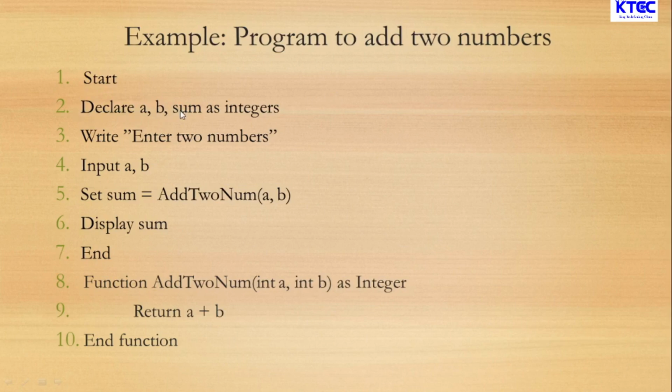Two, we declare A and B, and then the sum, meaning after adding the two numbers, the sum. We want to declare them as integers. Then we write "enter two numbers", then we input the two numbers. Now we are setting sum equal to what?